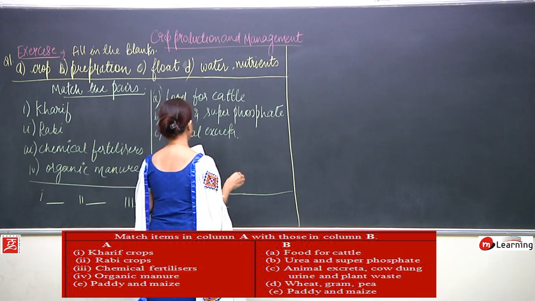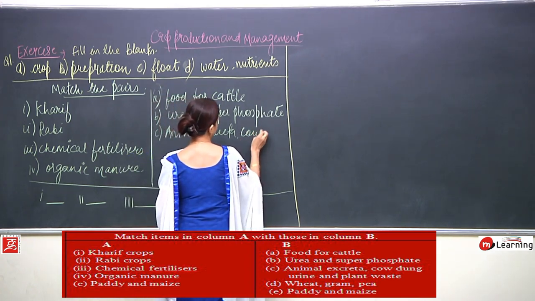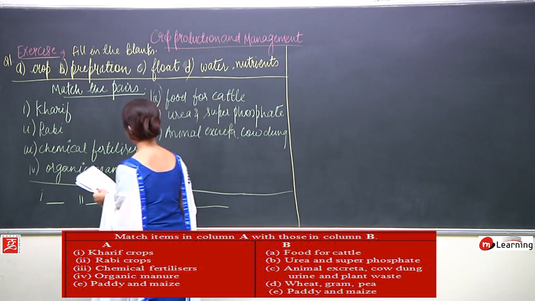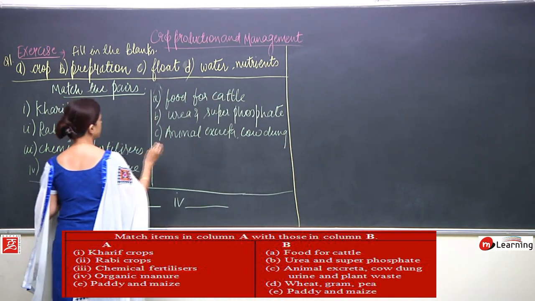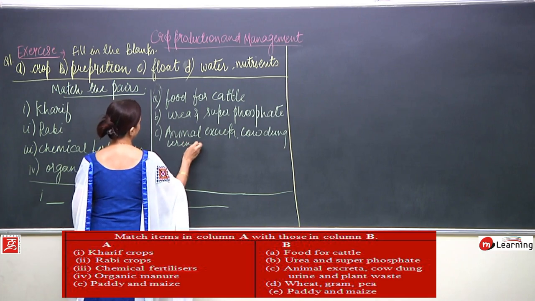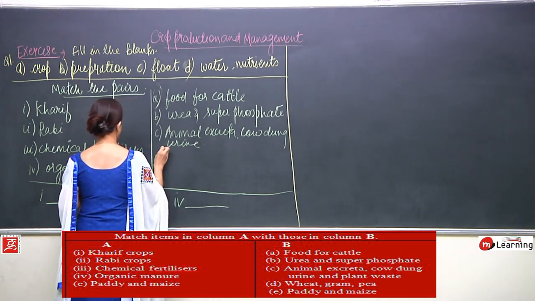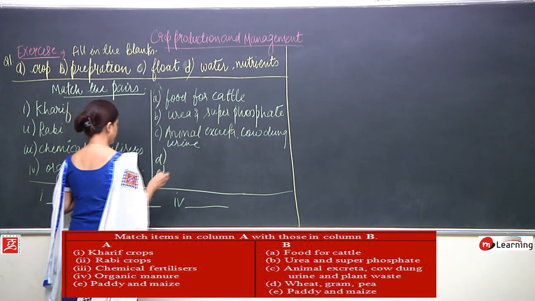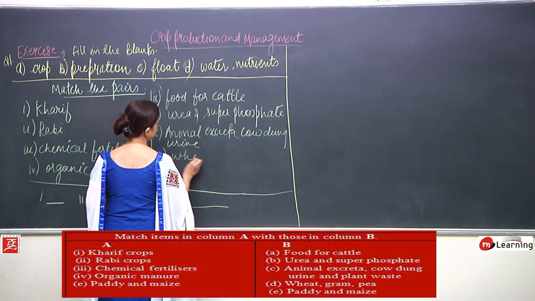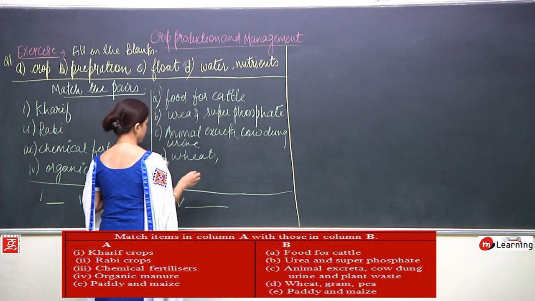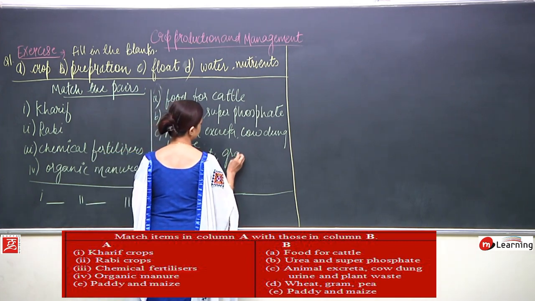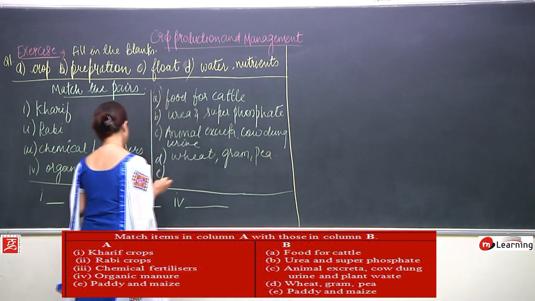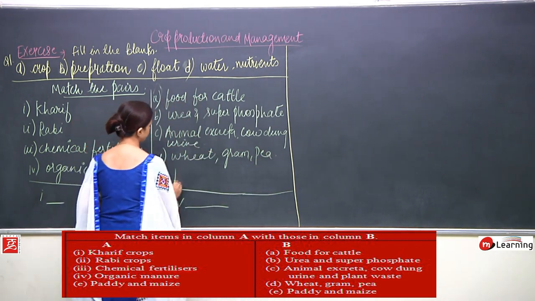Okay, then cow dung. I will not write full. Definitely not write full. Okay, and urine and plant waste. And D is also there. D is wheat, gram, and pea. Okay, and E is paddy and maize.